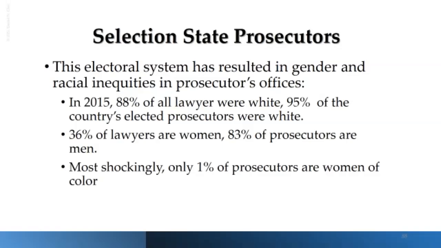83% of prosecutors are men. Now, what's most shocking is only 1% of prosecutors in the United States are women of color. So is there fairness? Is there equality here? It doesn't seem like it. Now, there's everything from systemic sexism to systemic racism. There's all kinds of psychological factors. There's all kinds of factors that go into play. So you can't just blame the electorate. But this is a problem, right?